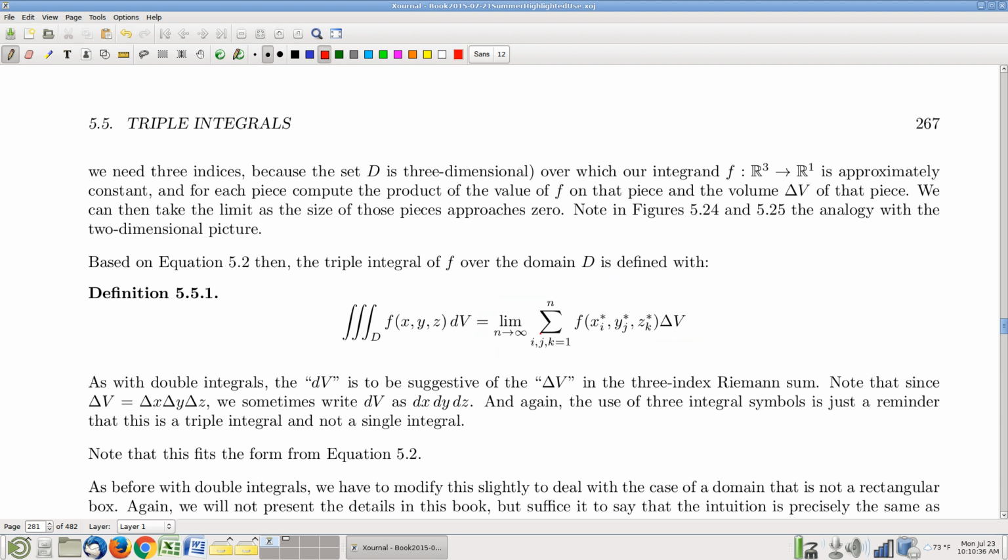Now, I'm going to give this a name and a notation. We're going to call it a triple integral. The notation is pretty easy to motivate. Three little integral symbols instead of two, because we're doing a three-dimensional domain instead of a two-dimensional domain. So I think it's a pretty reasonable choice. dV to represent the delta V. All right, everybody happy? Okay.